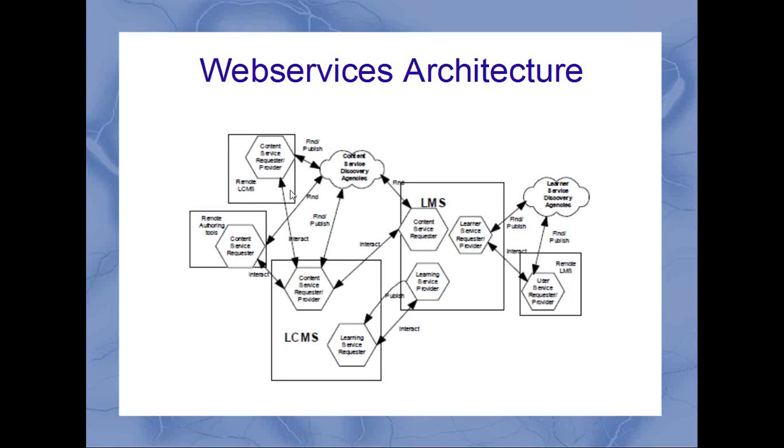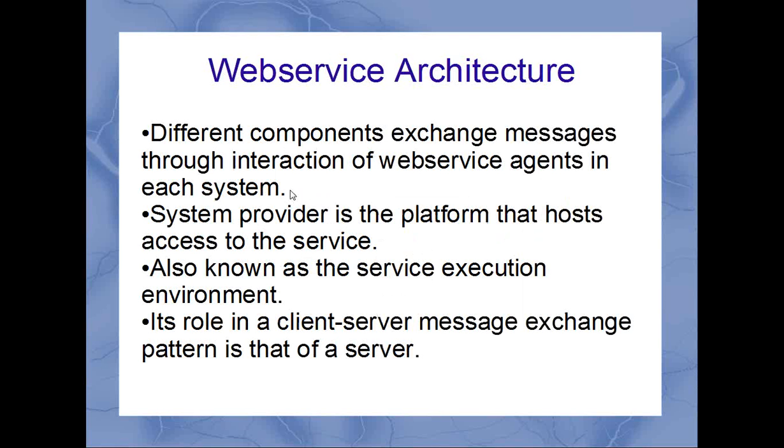Now this can be across multiple libraries also. Different components exchange messages through interaction of web service agents in each system. The system provider is the platform that hosts access to the service. This is also known as a service execution environment, and its role in a client-server message exchange pattern is that of a server. So some of them act as servers, some of them act as clients. The same client can become a server for some other access point. So this is how global collaboration takes place through a web service architecture, where a service is requested through a service requester, and a service is provided through a provider.